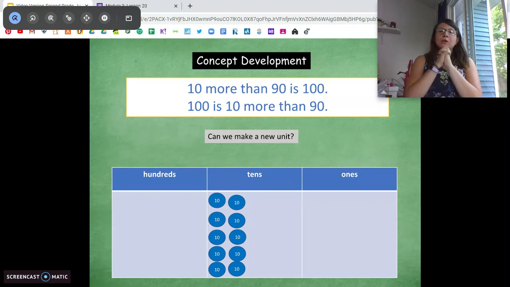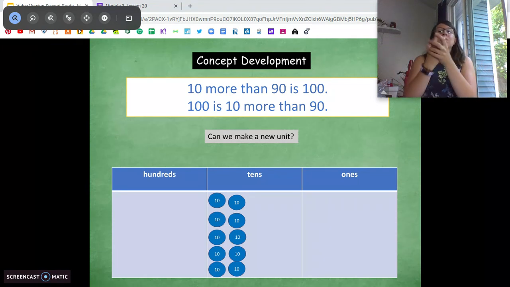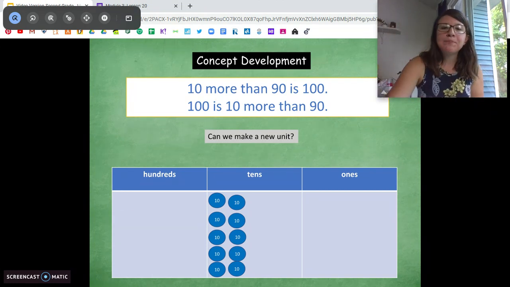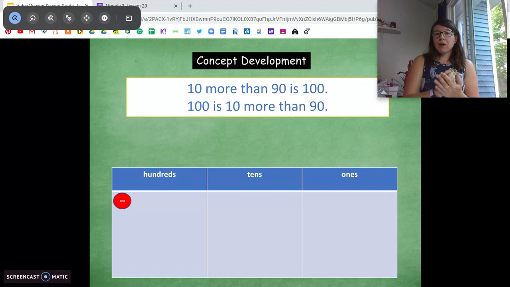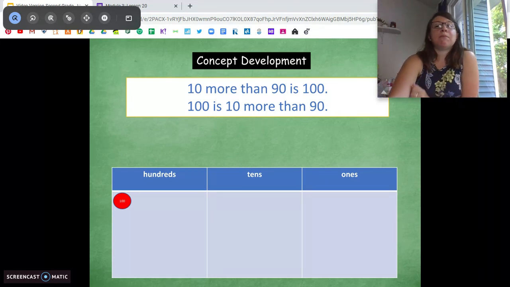What can we do with those 10 tens now? Do we want to leave them there, or what can we do with them? We can scoop them up and move them over, right? We can take those 10 tens and make a 100. So 10 more than 90 is 100. 100 is 10 more than 90. So I'm going to take those tens away. You do the same. Take them away and put 100. Awesome. 10 more than 90 is 100.